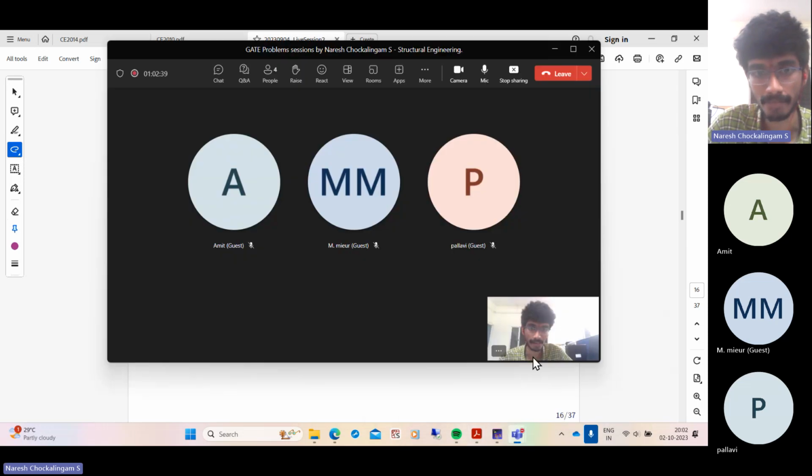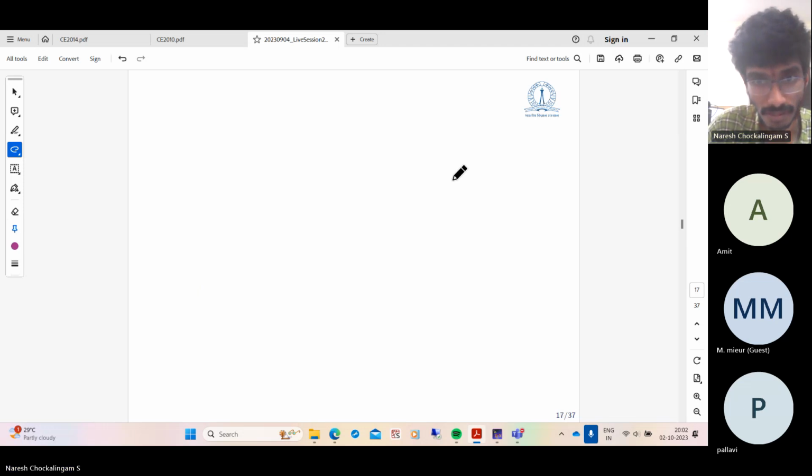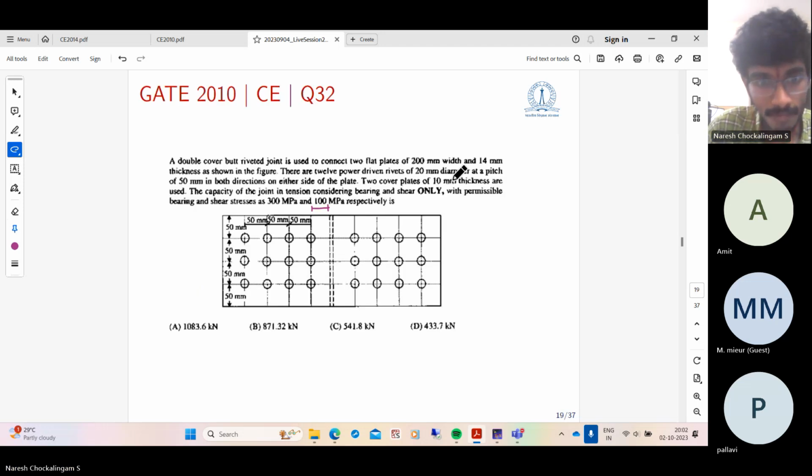We are already past time. Let us quickly look at some problems. So this is an old problem. This is in GATE 2010.